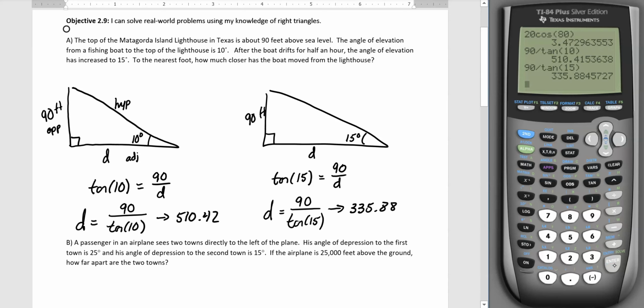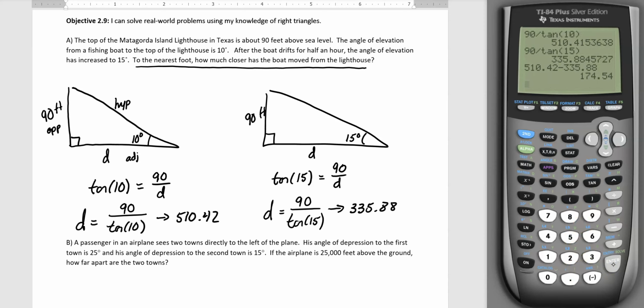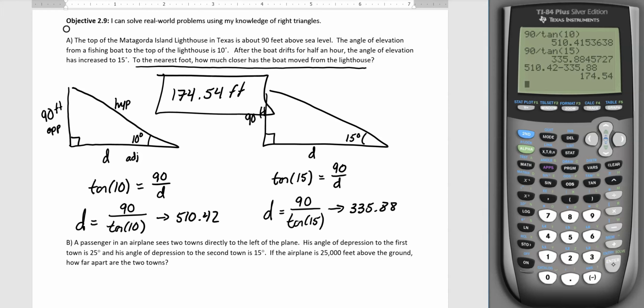So notice now, it asks, to the nearest foot, how much closer has the boat moved from the lighthouse? Weirdly worded question, but we'll take it. So we want to find the difference between these two. So we do 510.42 minus 335.88, and we get 174.54 feet. Over those 30 minutes, it is 174.54 feet closer to the shore.